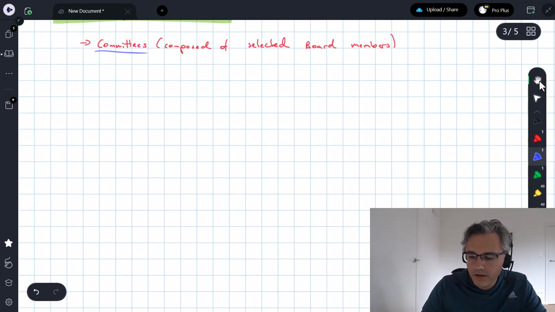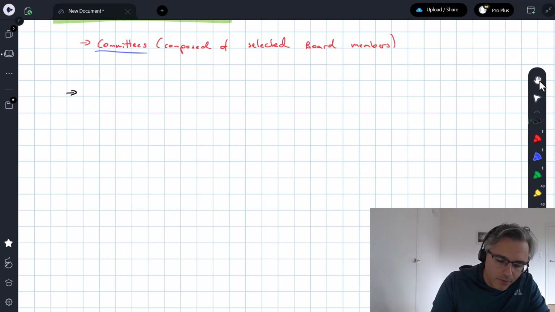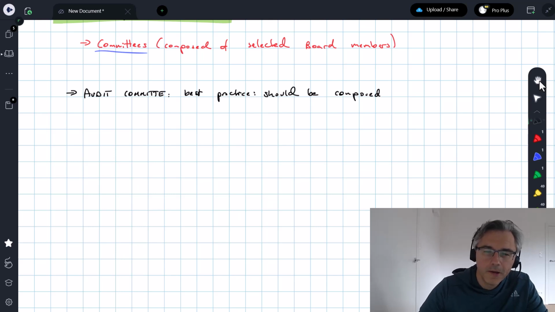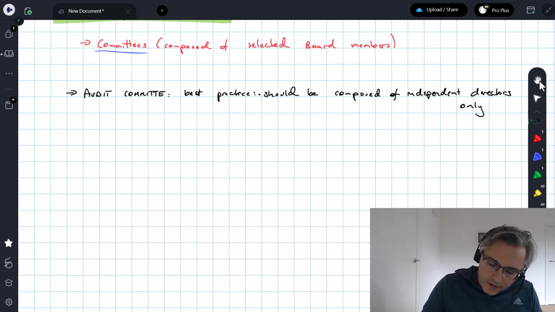There may be many different committees. It depends on the profile and complexity of the company itself, but you'll typically find three core committees that are always present. The most established one is the Audit Committee. Now, it is best practice that the Audit Committee should be composed of independent directors only. You may remember that in a previous video when we introduced the board, we said that independent directors exist, and these are people who don't have any material connection with the company. They're not a major shareholder, they're not an executive, etc.